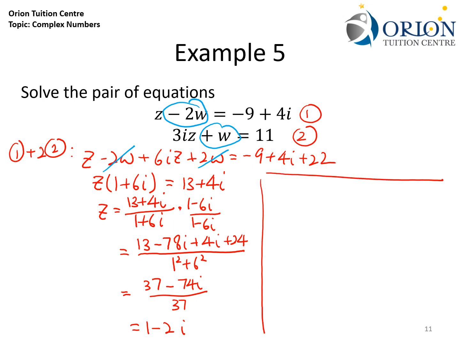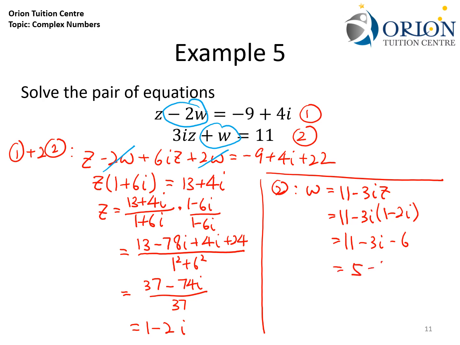And once we have found z, we can find out w pretty easily by using equation 2. Since from equation 2, I know that w can be written as 11 minus 3iz, which is 11 minus 3i times (1 minus 2i). So 11 minus 3i minus 6, which gives me 5 minus 3i.